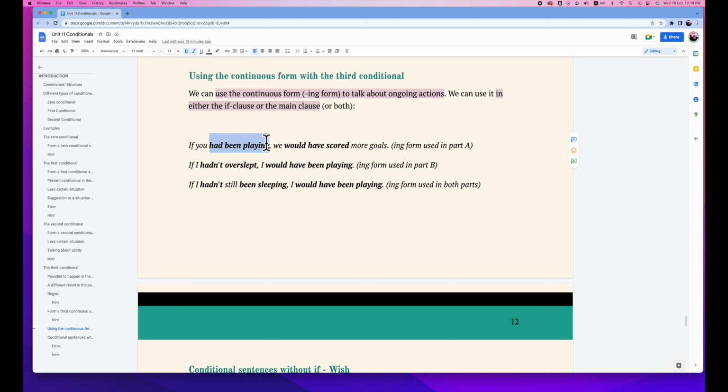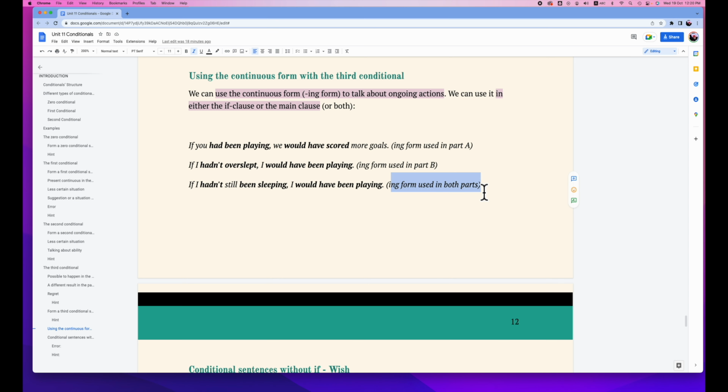That means this one will be continuous. The second one, if we had an overlap, I would have been playing. The ing form is used in part B, would have been playing. Or even both of them. Example, if I hadn't still been sleeping, I would have been playing. The ing form is used in both parts.